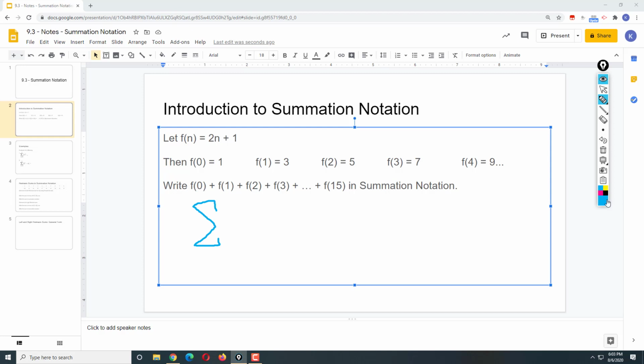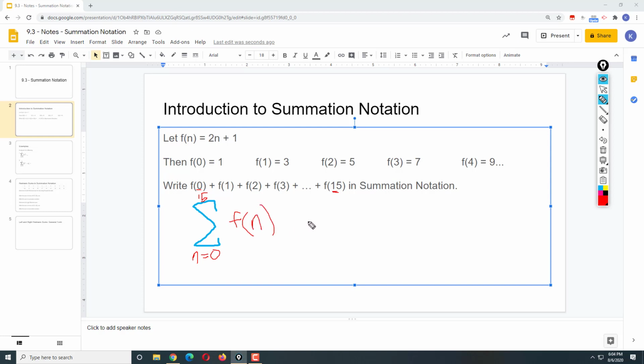The first number is 0. So I'm going to use, let's say, n. It really could be any letter equals 0. The last one is 15, so I can write 15 right here. So I write the summation sign. On the bottom I write n equals 0. On top I write 15. What are we adding? We're adding f of n.